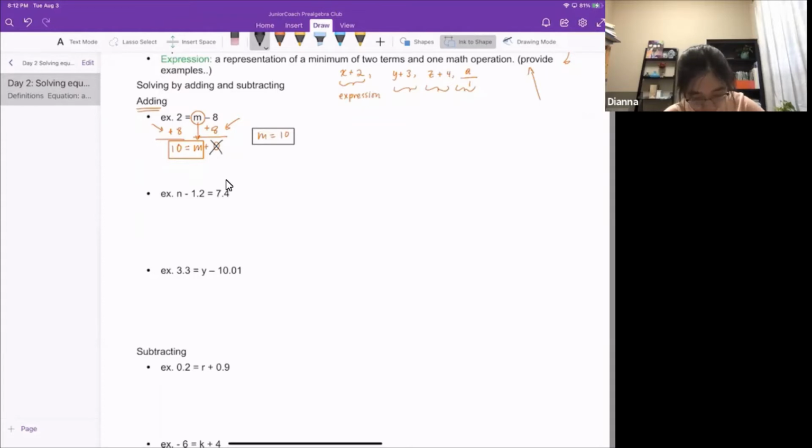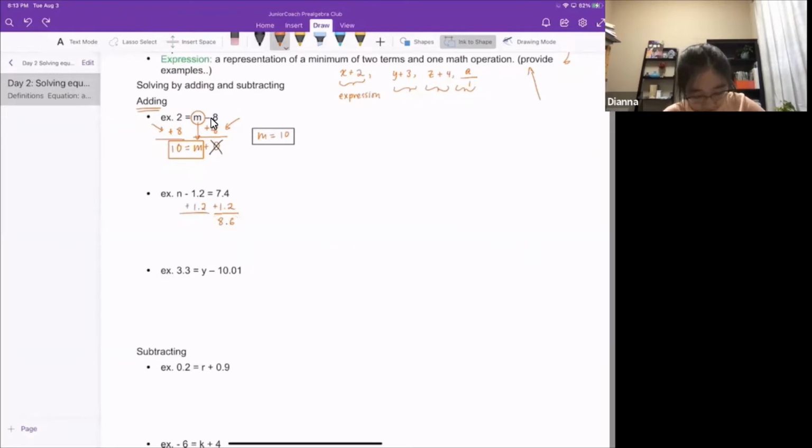So the horizontal line I'm drawing is kind of like an equal sign. 7.4 plus 1.2 is going to be, well, the tenths place is 4 plus 2 equals 6. Got my decimal point. And then 7 plus 1 equals 8. So this side is 8.6.